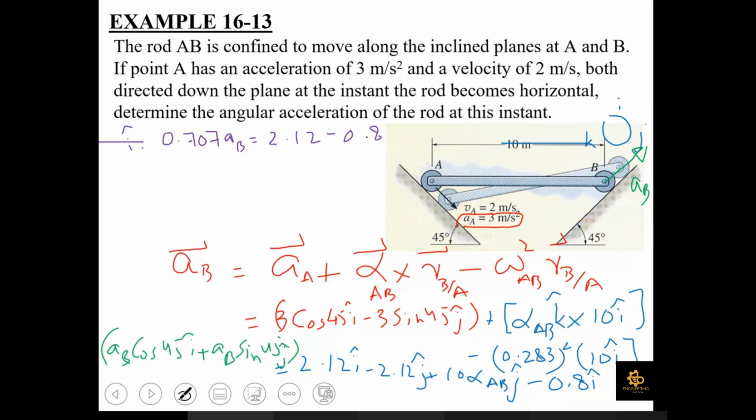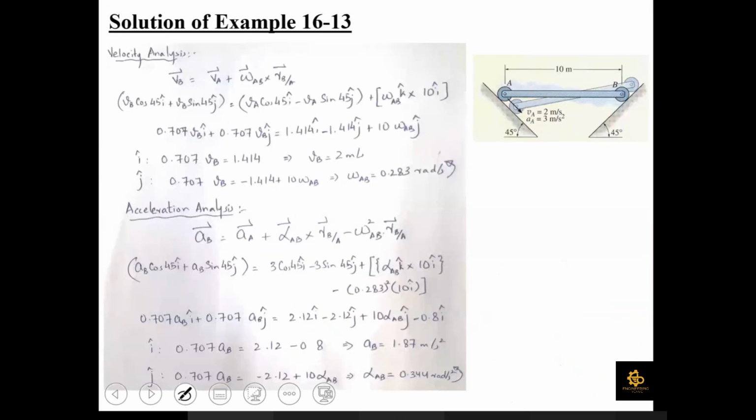When you write the J coefficients equation, on the left hand side 0.707 AB should be equal to minus 2.12 plus 10 alpha AB. ये आपके पास दो equations आ जाएंगी by comparing the I and J coefficients on both sides of this equation. Once you solve it, the value of AB comes out to be 1.87 meter per second square, and accordingly the value of alpha comes out to be 0.344 radians per second square.